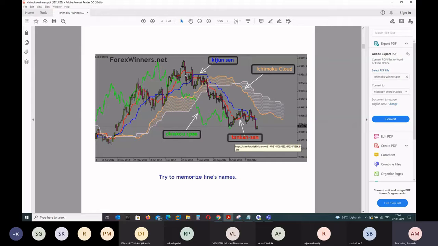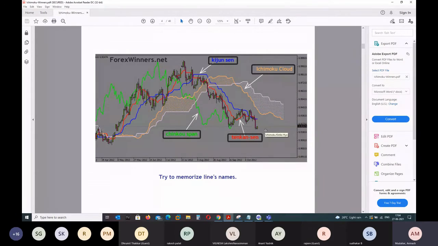Here Tenkan Sen is the red color line. This is sort of a moving average, but the calculation is totally different. So how do you derive the line? To calculate the value of Tenkan Sen, you need to consider 9 periods. When I say 9 periods, it means 9 candles.